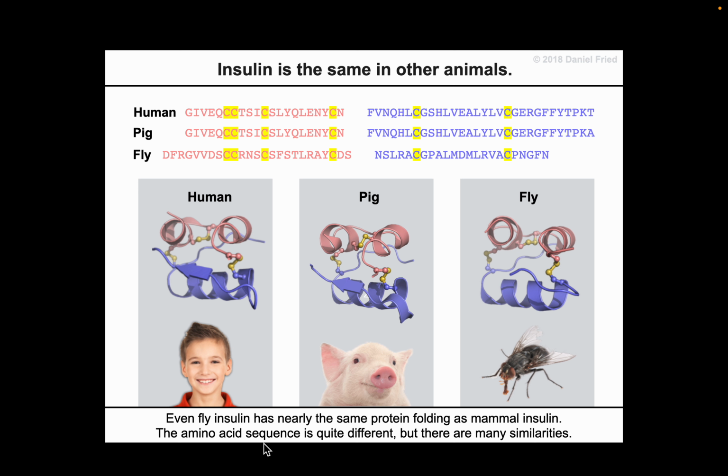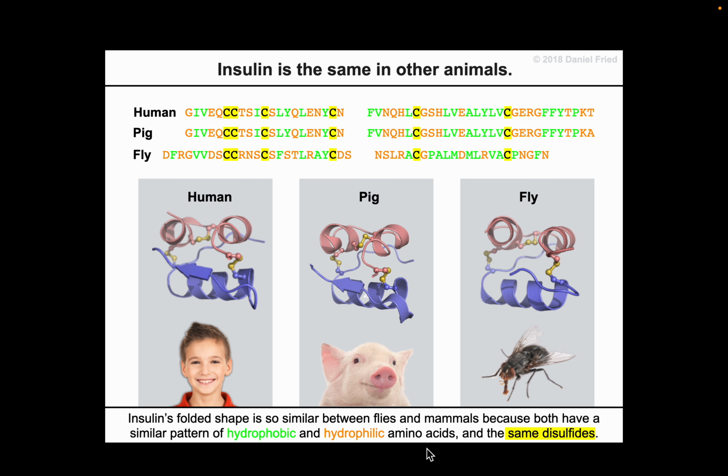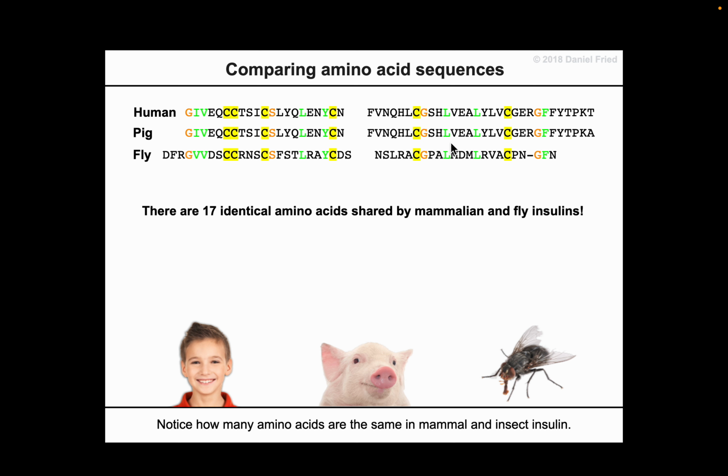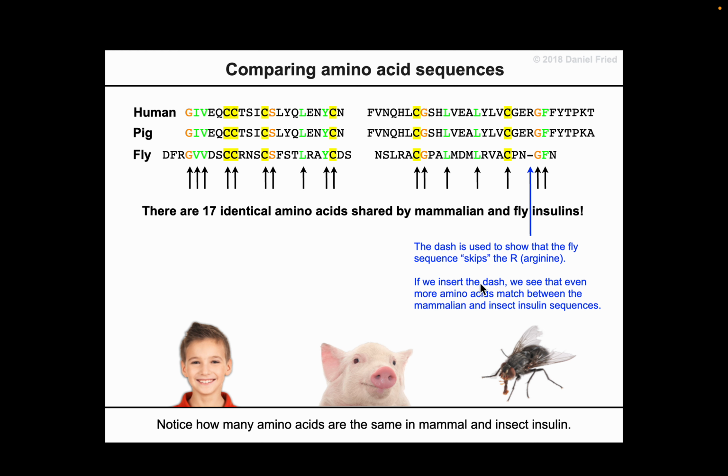But so are flies. Even flies have insulin like mammal insulin. The amino acid sequence is quite different, but there are many similarities. There's an extra part, but the disulfide bonds are also the same for insulin between flies and mammals, because both have a similar pattern of hydrophilic amino acids and the same disulfides. Notice how many amino acids are the same in mammal and insect insulin. And here are the answers. The fly sequence skips the R. If you insert the dash, we see that even more amino acids match between the mammal and insect sequences.